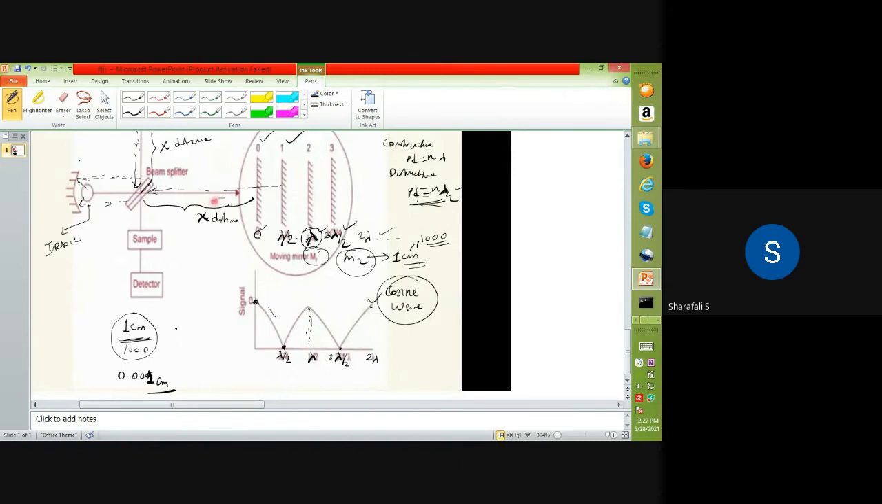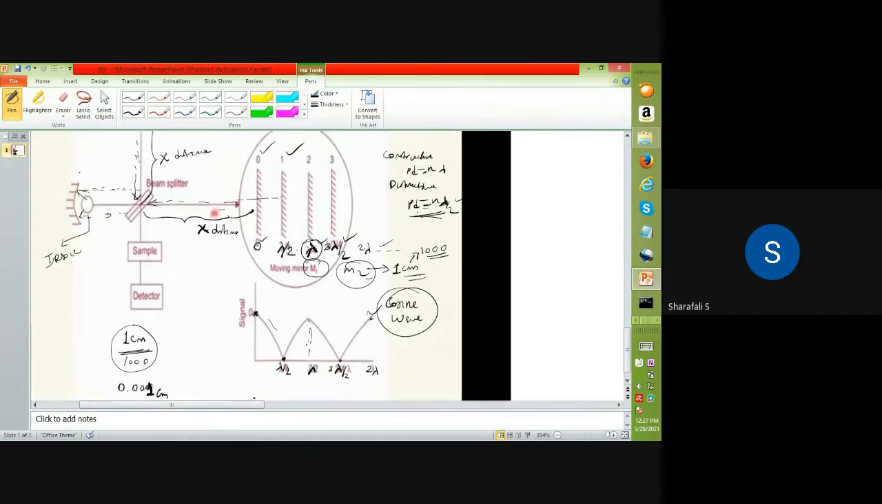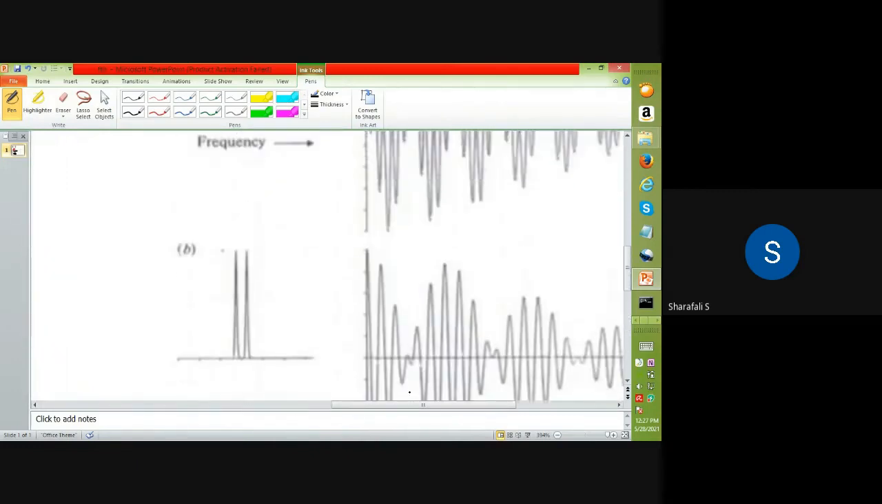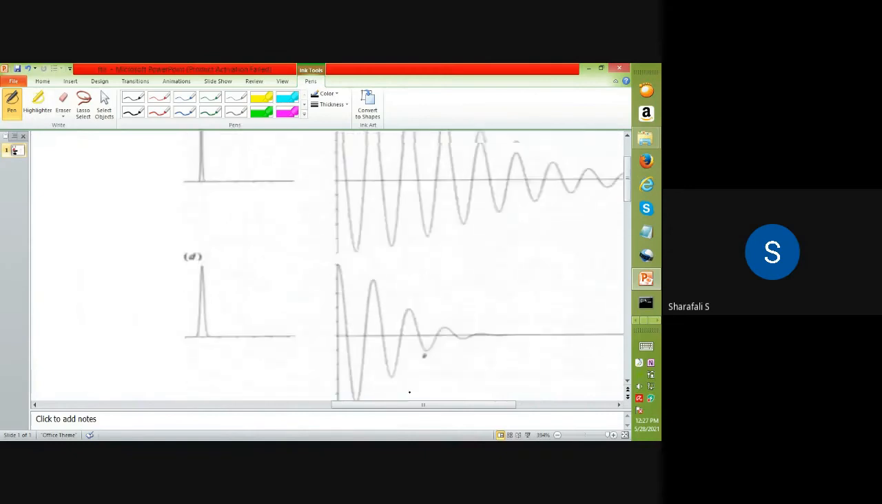So the variation of M2 will be very small, but sometimes it may be much smaller than this value also. It will make this interference pattern, and that interference pattern we already discussed in some other classes before. So I will show how it is coming.